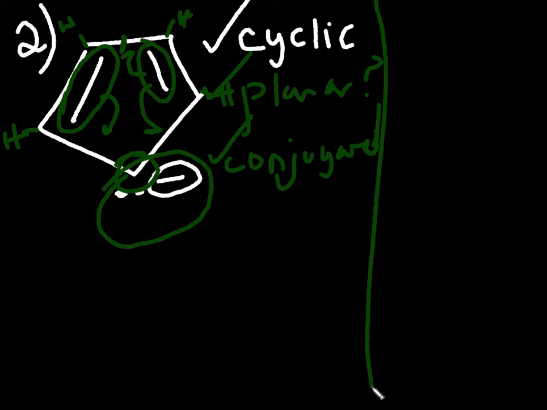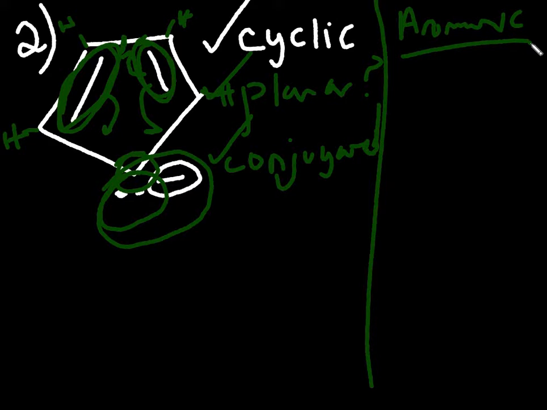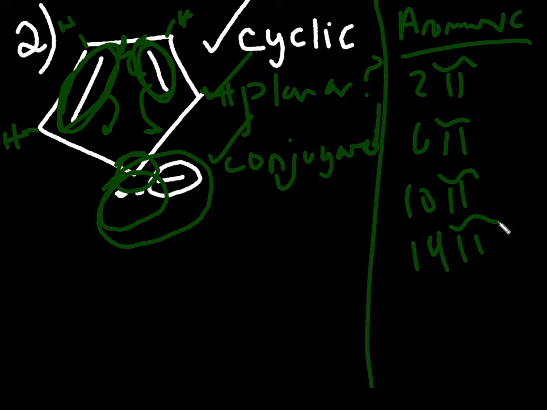Now, is it aromatic? How many pi electrons are there? There's two, four, and we'd count these as well, six. Now, what were the numbers for something to be aromatic? It was 2 pi, 6 pi, 10 pi, and 14, and so on. So again, let me redraw this. Actually, we can see here. It's 2, 4, and 6. 6 pi electrons.